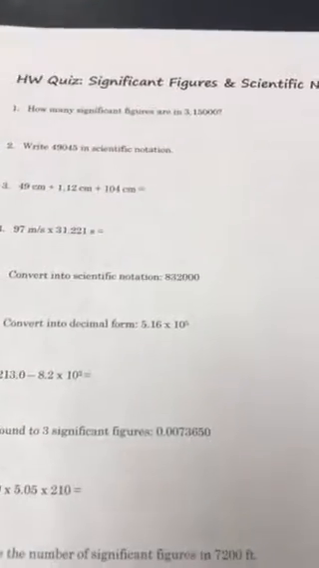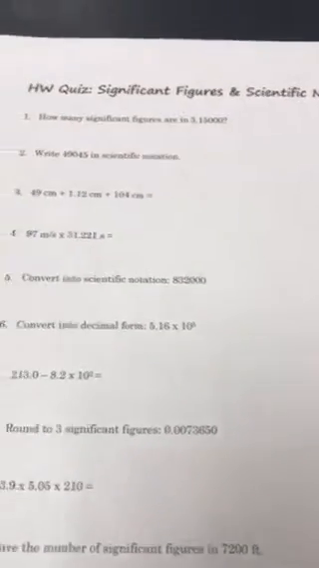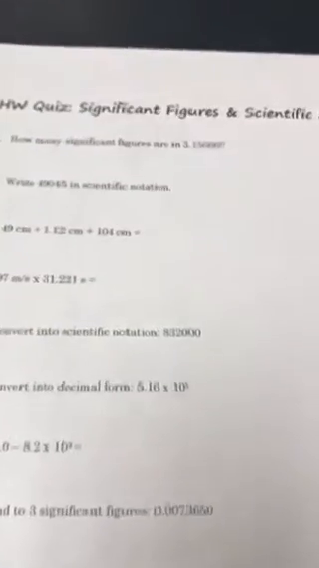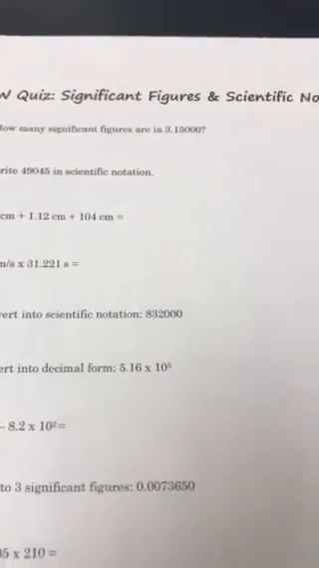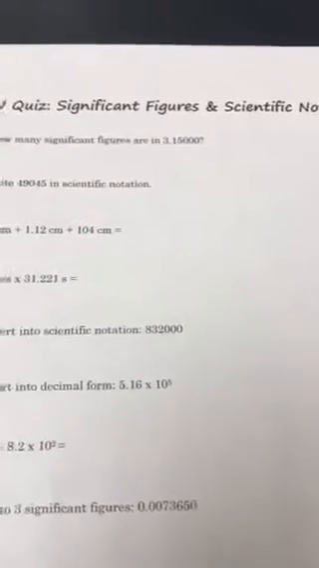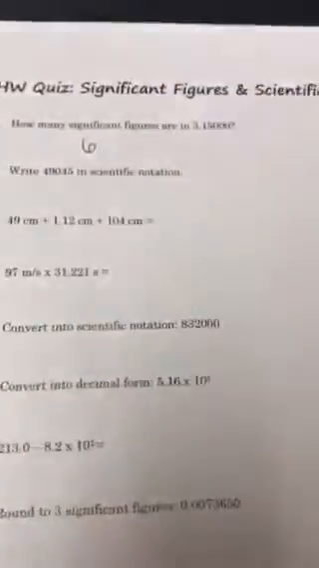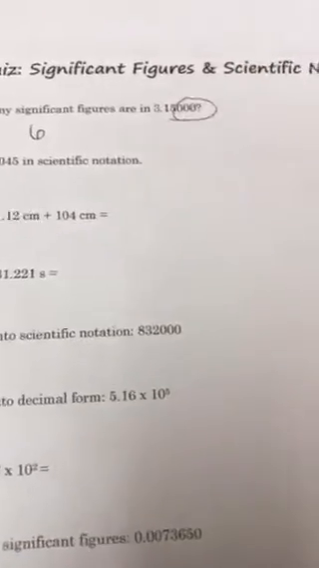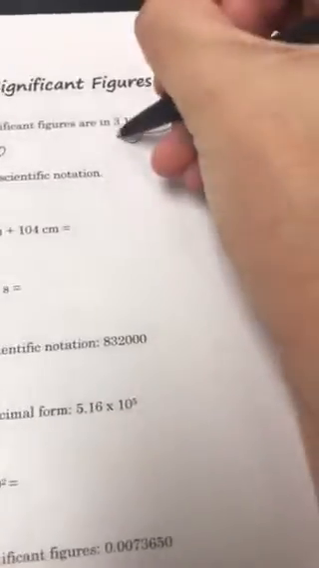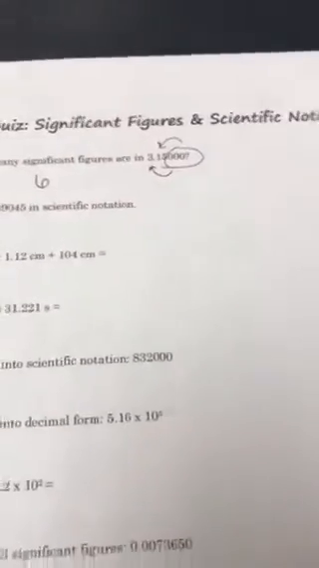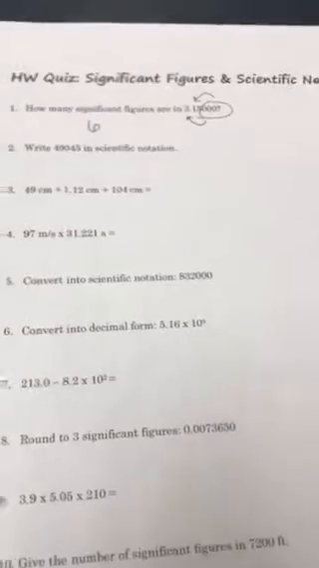So when I'm looking now at our homework quiz B, if I want to look at number 1, how many significant figures are in 3.15000? The correct answer would be 6. So all these zeros at the end, they count because they are after that decimal point and following numbers. So the reason for having them there is they are significant. So the correct answer would be 6.